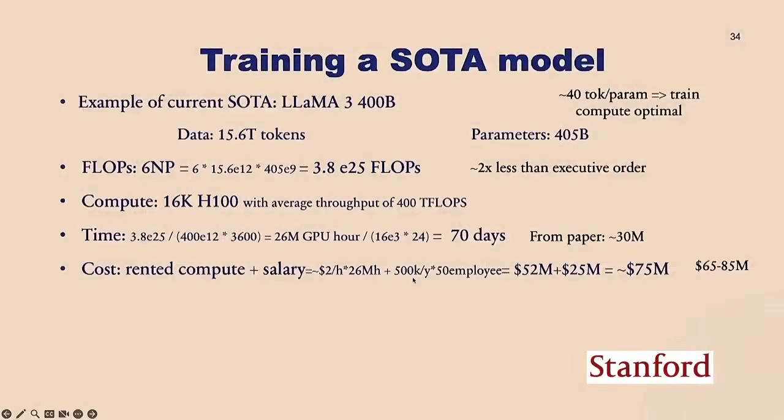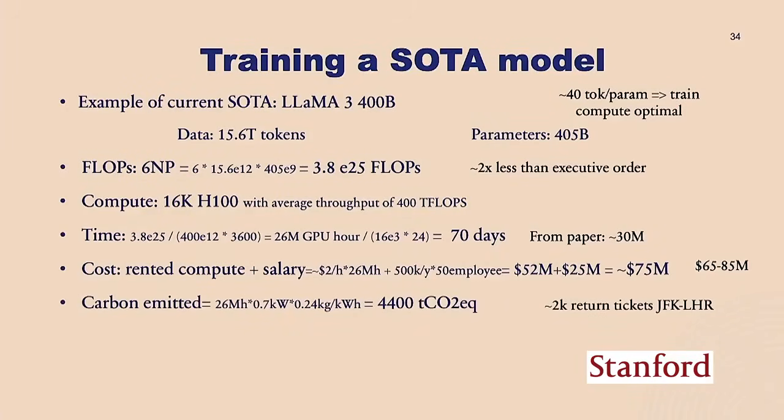Now salary: I said 50 employees, 500K per year. It's probably the right ballpark. That's 25 million. So if you put it all together, it's around $75 million for training this LLaMA model. I'm probably off by like 10 million, but that's the right ballpark.